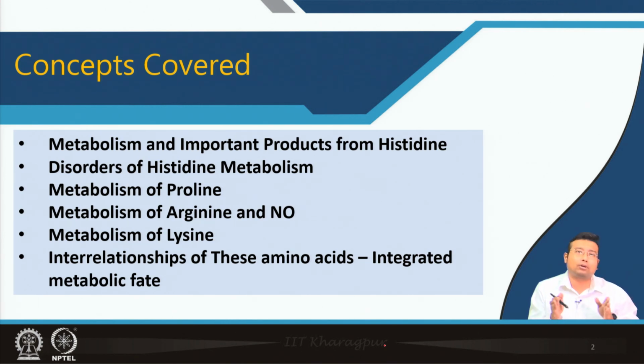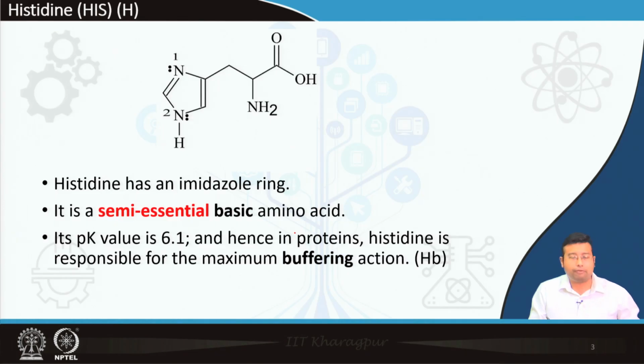We will be discussing the important product from each of these amino acids. We will be discussing the metabolism of each of these amino acids. For example, for arginine we will be discussing nitric oxide, for histidine we will be discussing histamine. We will be discussing how all these amino acids are connected, what is the interrelationship among them and their integrated metabolic fate. So, let us start right away.